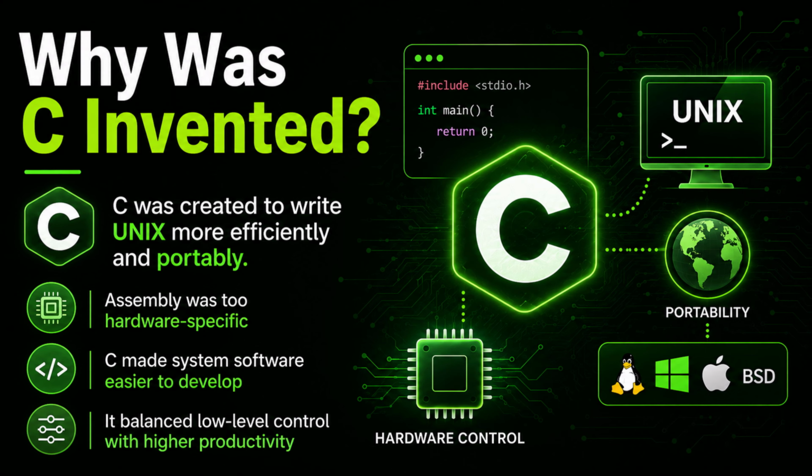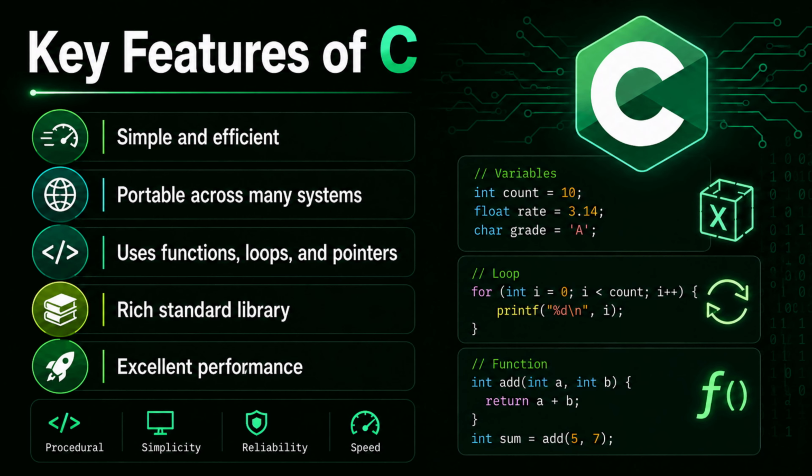It gives direct control over memory and hardware, but it also gives a clean structure for building large programs. That is why C became the perfect language for UNIX and system programming. C became popular because it is simple, fast, portable, and powerful. The language itself is not very large, but it gives programmers strong tools. You can use variables, functions, loops, conditions, arrays, structures, and pointers to build complex programs.